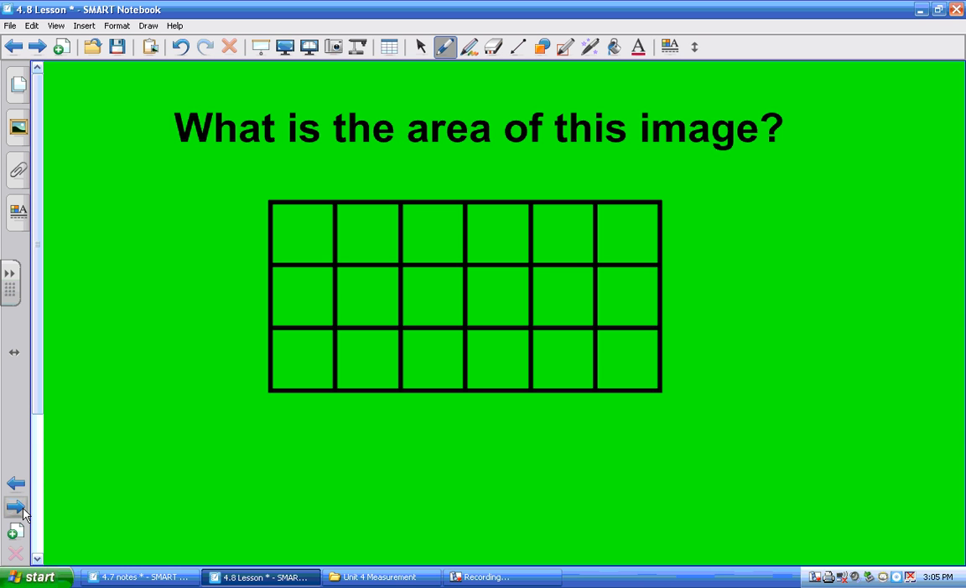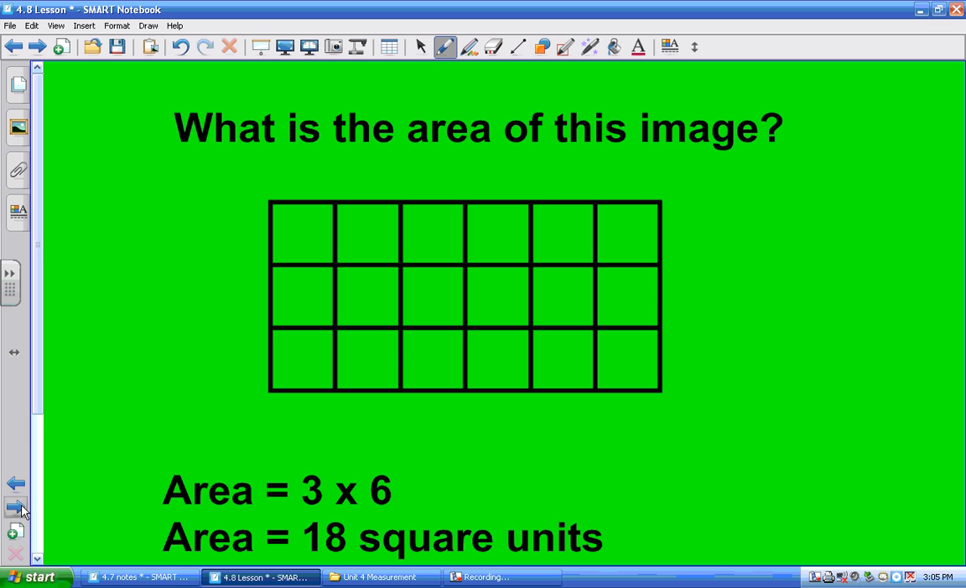18, he says. All right. I agree. He's right. 3 times 6 is 18. There are 3 rows, right? There are 6 squares in each row here. So 3 times 6 gives you 18. Yes? Well, you could do 6 columns of 3. Yeah, that would also work.